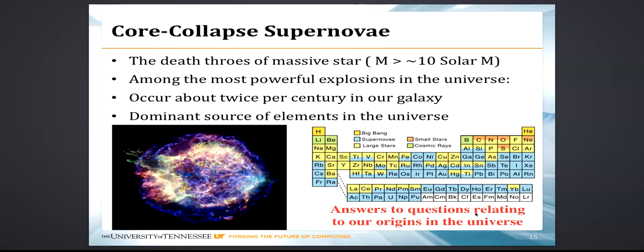This is among the most powerful explosions in the universe, and it occurs about twice per century in our galaxy. Core collapse supernovae are important because this is where the dominant sources of elements heavier than hydrogen and helium are produced. As you can see here, all this bluish element in this periodic table is produced in supernovae. So it's really answering the question relating to our origin and the origin of life in the universe.